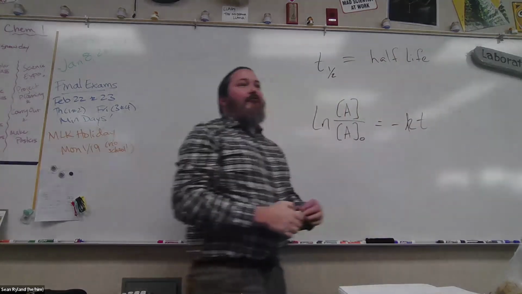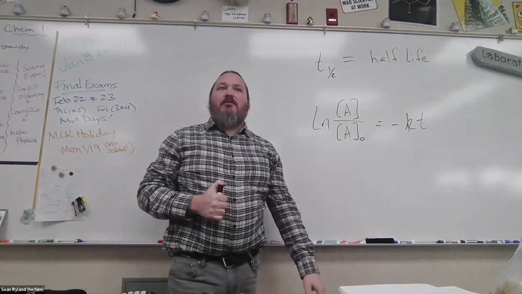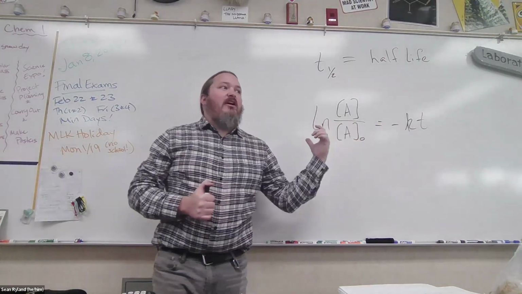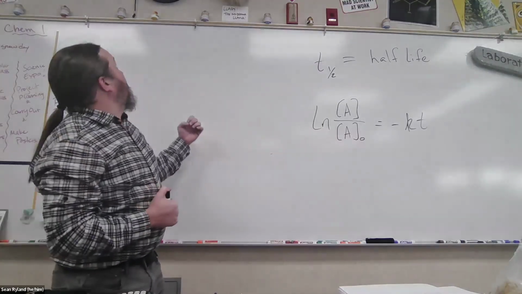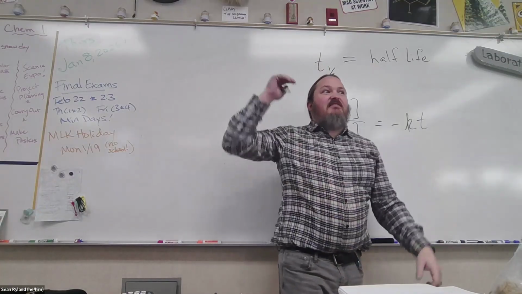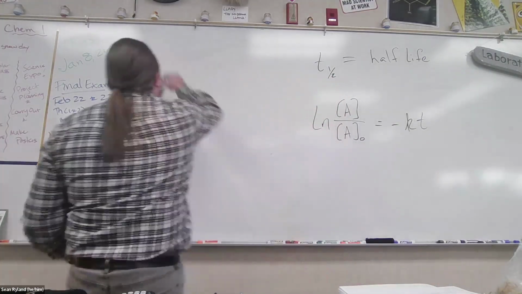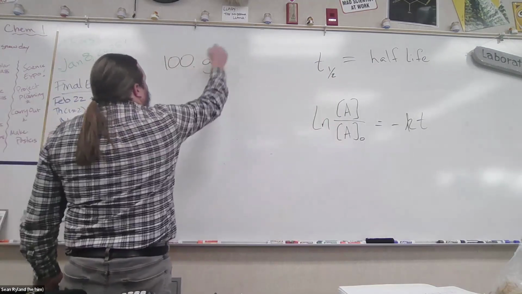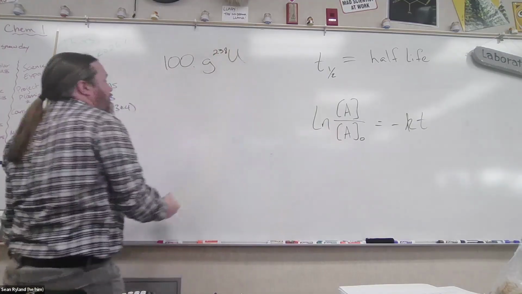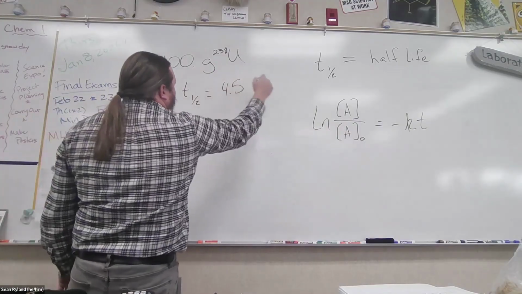Half-life is the amount of time it takes to get to half of what you started with. It turns out for first order reactions, which all radioactive reactions are, they're going to have a constant half-life, which means it takes the same amount of time to cut it in half every time. So if you started with 100 grams of uranium, we use uranium-238. Uranium-238 has a half-life of 4.5 billion years.